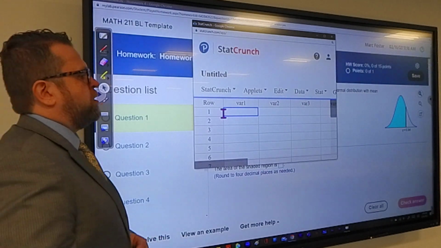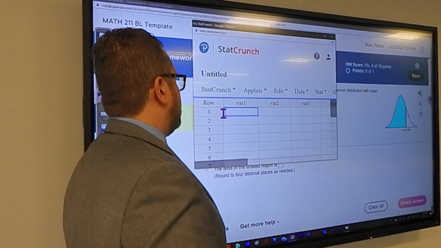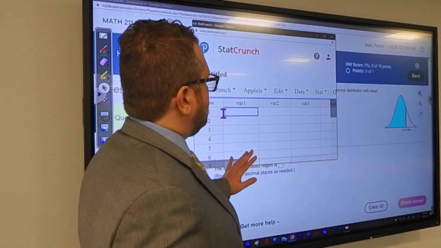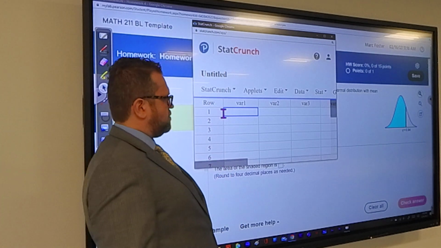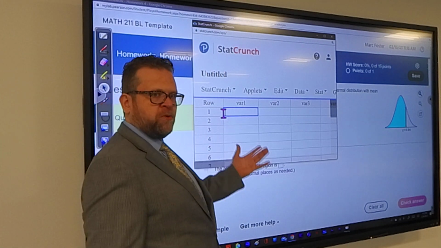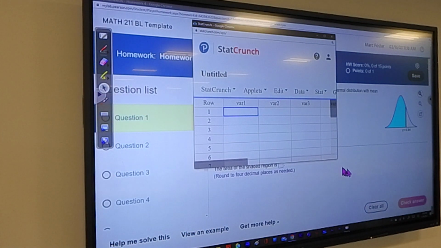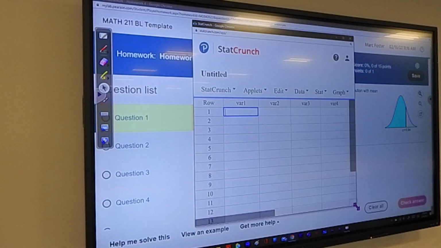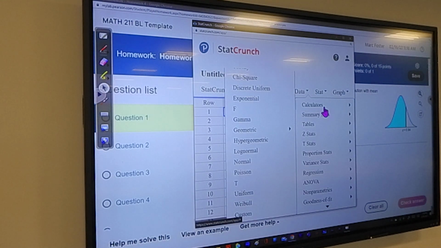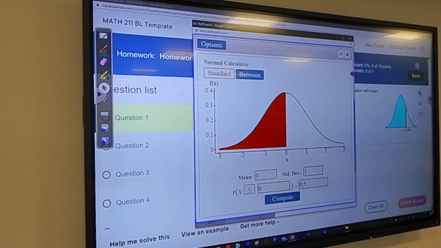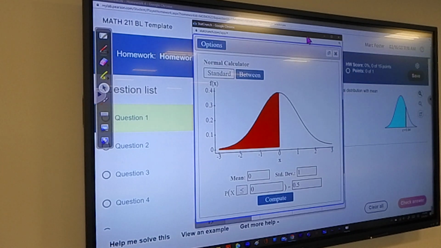Now later on in the future, you're going to be doing an assignment and you're going to be like, how do I get my... So keep in mind that you can go to any problem in any homework assignment and open StatCrunch. Boom, there it is. Stat calculators, normal. Brings up my normal curve.